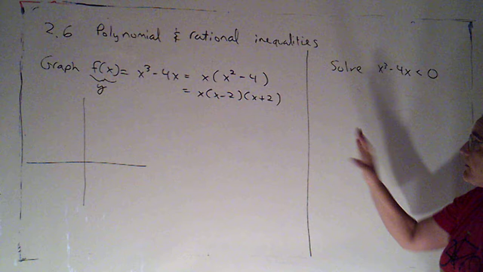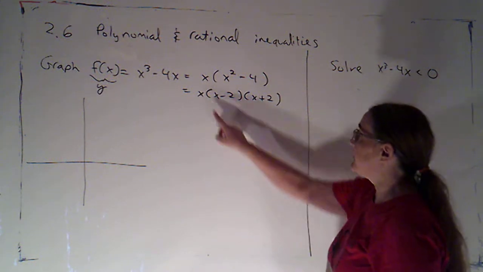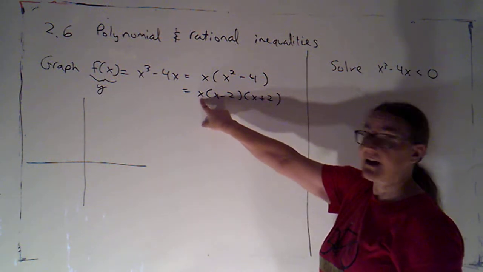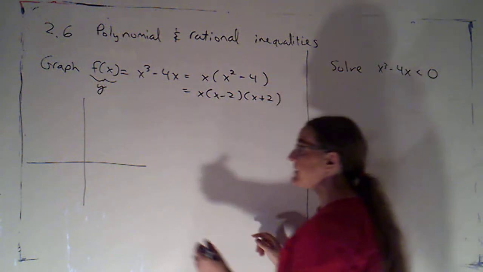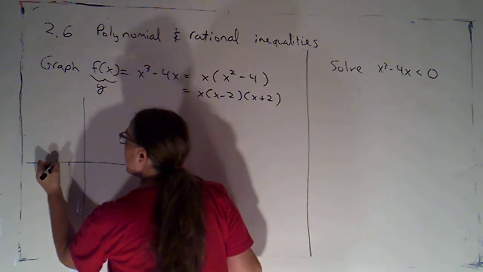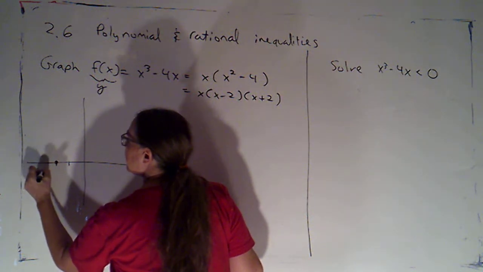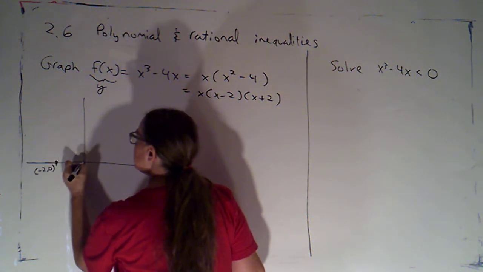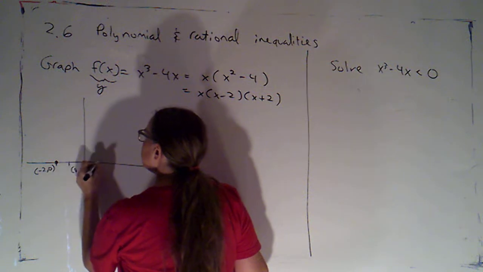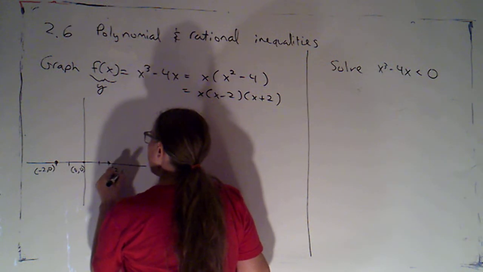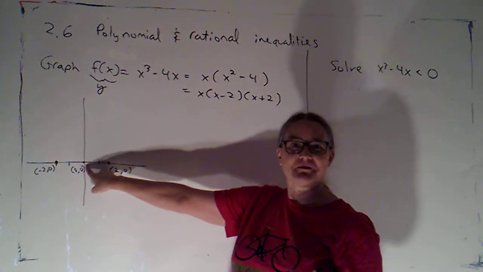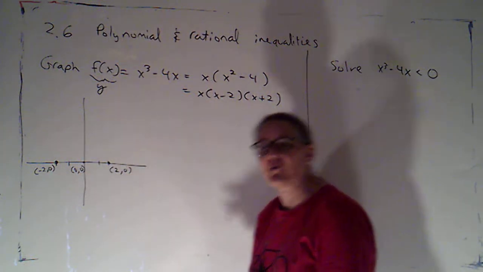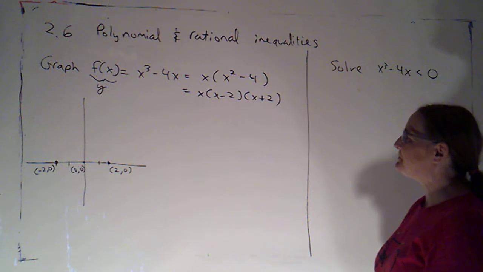So with that, I get my 3 zeros of this polynomial would be 0, which makes that factor 0, 2, and negative 2. That gives me the location of my x-intercepts. So I'll have an x-intercept at negative 2, 0, at 0, 0, and at 2, 0. Now in this case, because we passed through the origin, we've also plotted the y-intercept as well.